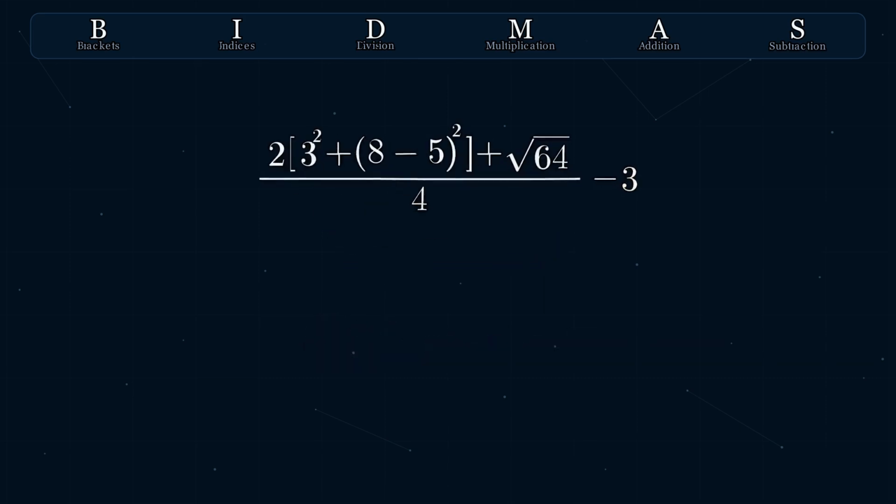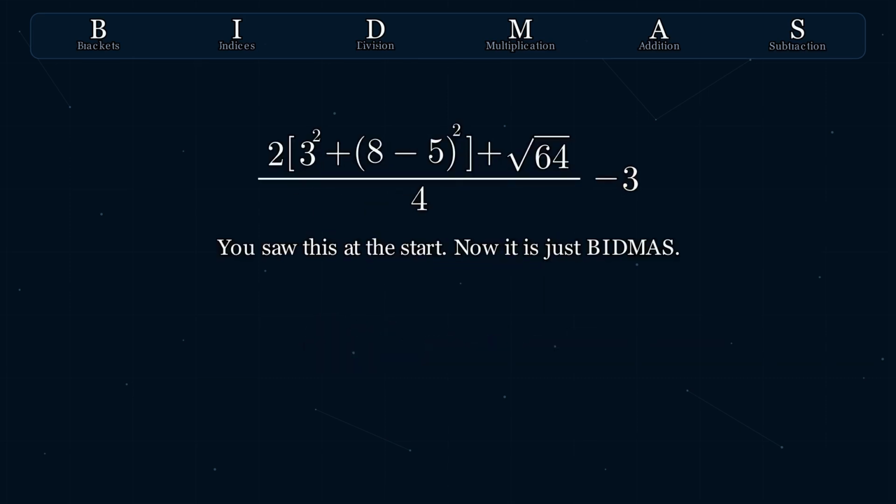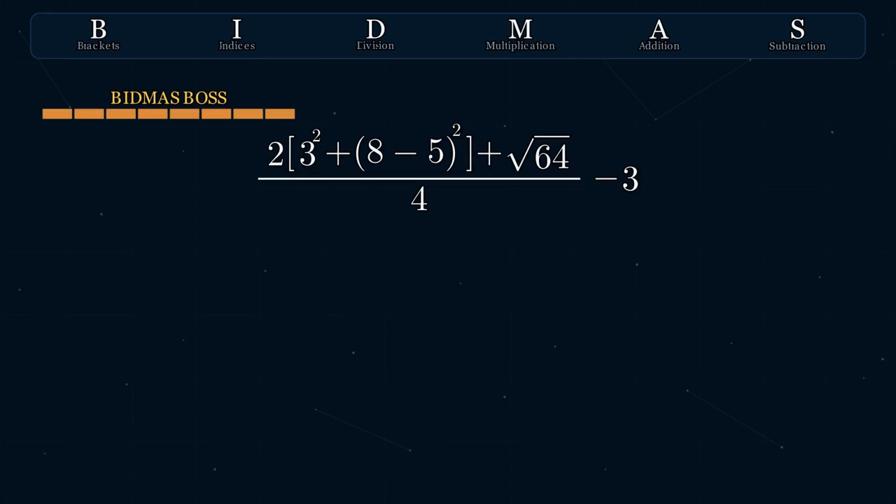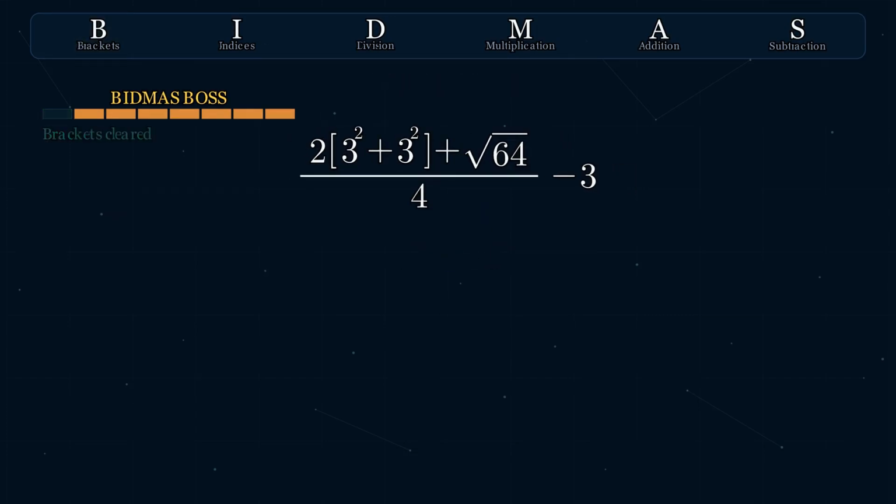Now the final boss is back. You saw this at the start. Use BIDMAS. Pause the video and try it first. 3, 2, 1. Now let us solve it. Start with the inner bracket. 8 minus 5 equals 3. Now deal with the powers and the root.